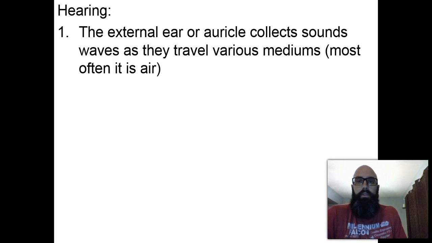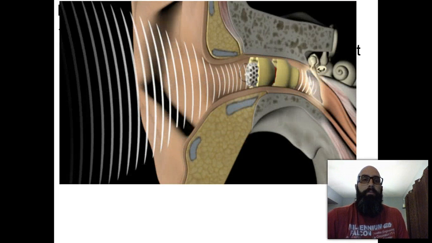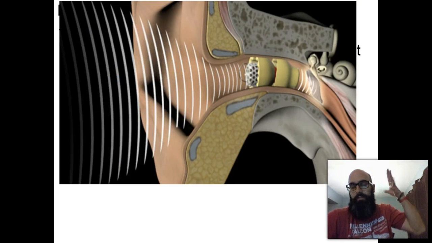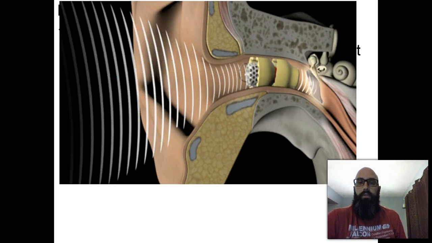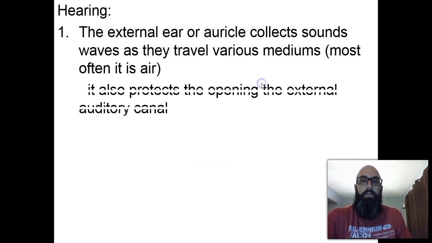Its main purpose is simply to collect sound waves and funnel them into the external auditory canal. So sound waves traveling through the air get funneled in, and you can increase that funneling by cupping your ear like this, which simply increases the size of your auricle, or your actual cartilage form of your ear, and funnels them into the external auditory canal where they're sent towards the middle ear.